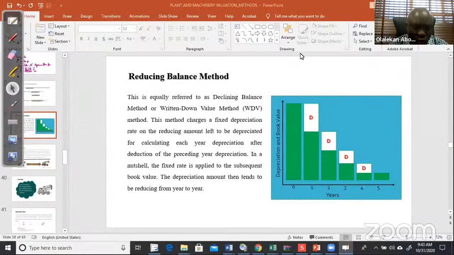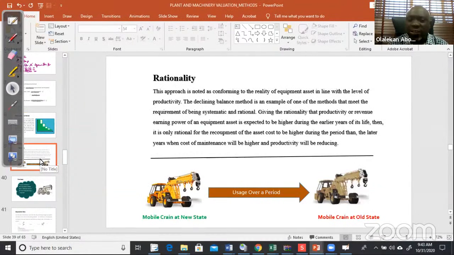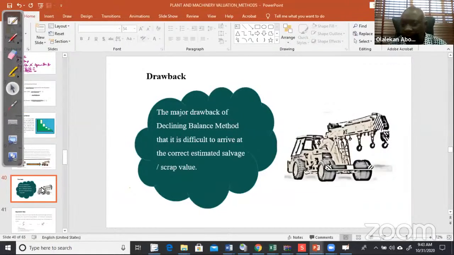Sorry, before I go to, okay, I've not reached a confident point. I've explained this rationality, so there's no point going there again. Now, the drawback of this method, if I go to calculation, one single drawback that normally features in the literature, in the body of knowledge, is that, apart from the fact that it's a little complex anyway, but with financial modeling, it's no more a complex thing.